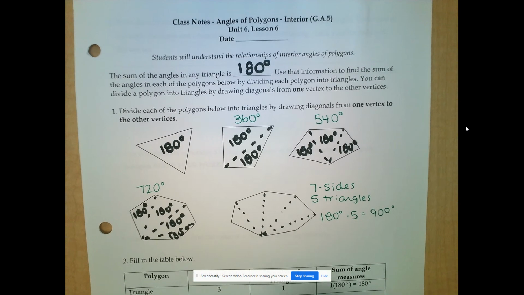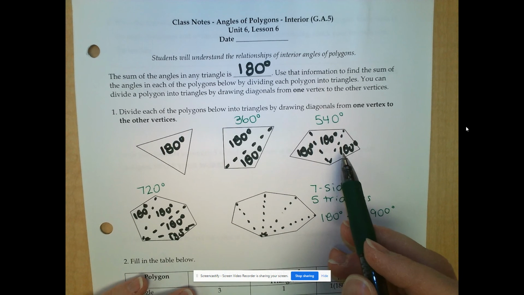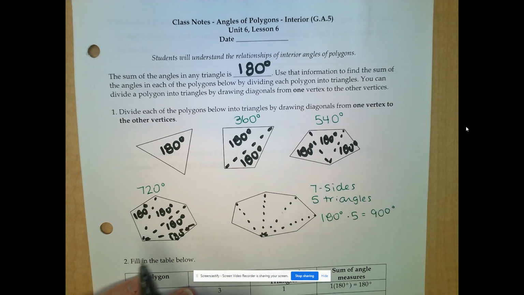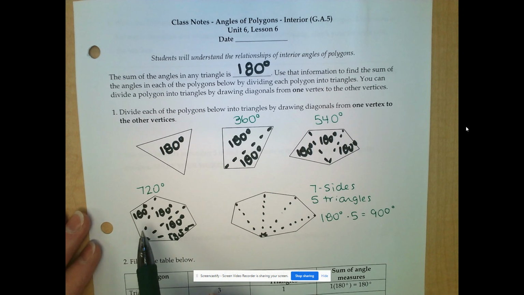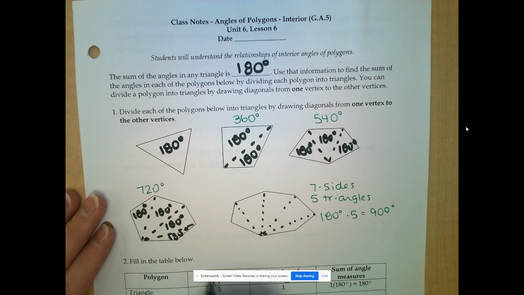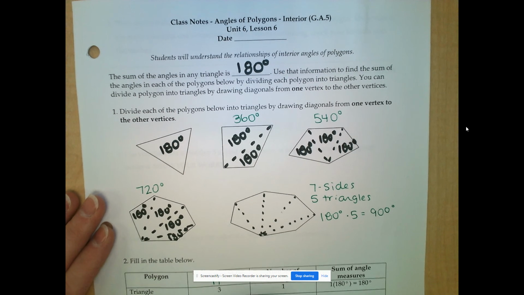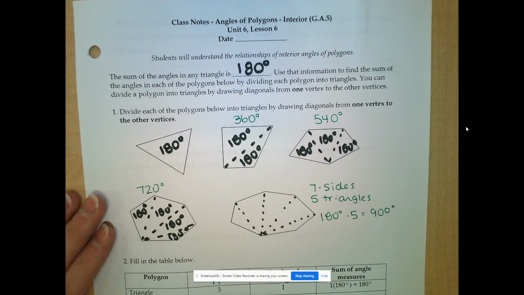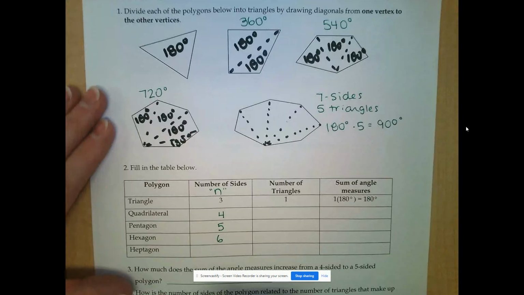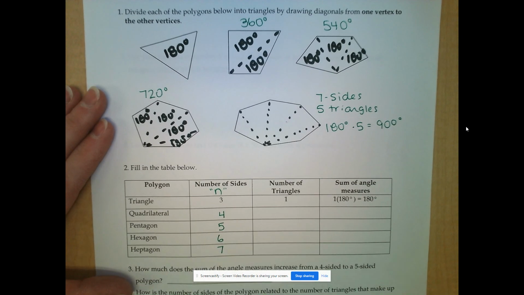And that would work for any of these. This 5-sided has 3 triangles. This 6-sided has 4 triangles. So the number of sides we're going to represent by the letter N. So quadrilateral has 4 sides, pentagon has 5 sides, hexagon with 6 sides, and heptagon with 7 sides.